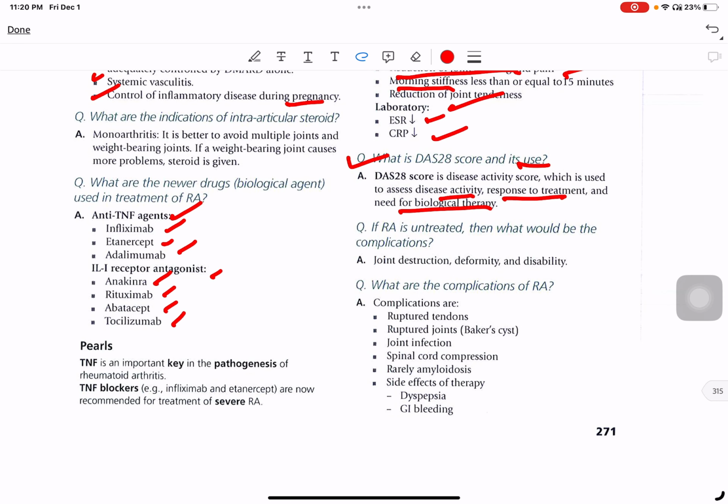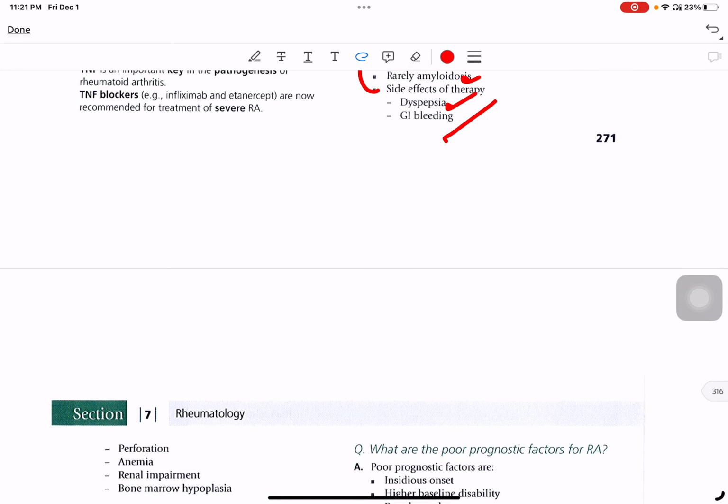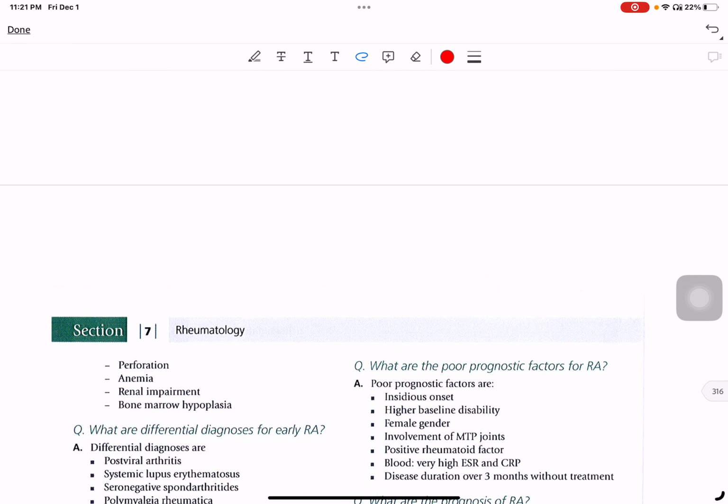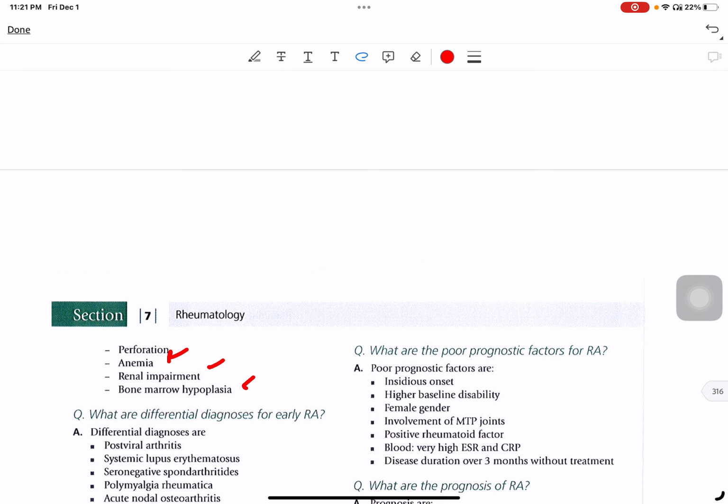If rheumatoid arthritis is untreated, what would be the complications? Joint destruction, deformity, disability. Complications of rheumatoid arthritis: in the joint there may be ruptured tendon, ruptured Baker cyst, joint infection, cord compression, amyloidosis, dysphagia, GI bleeding due to therapy, perforation, anemia, renal impairment, bone marrow hypoplasia.